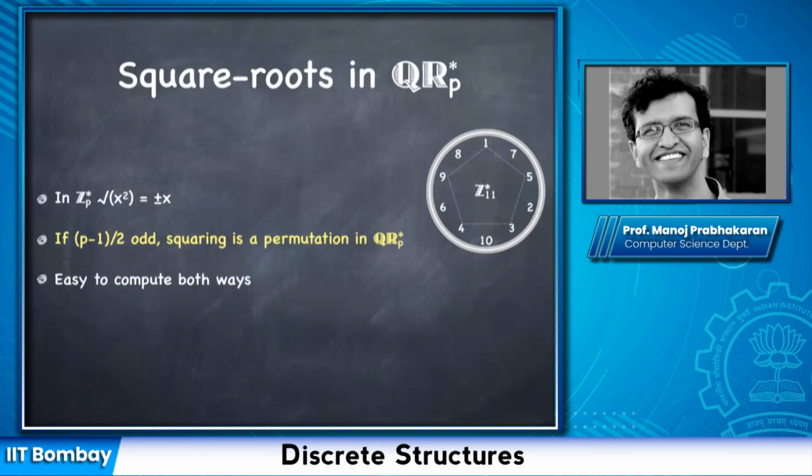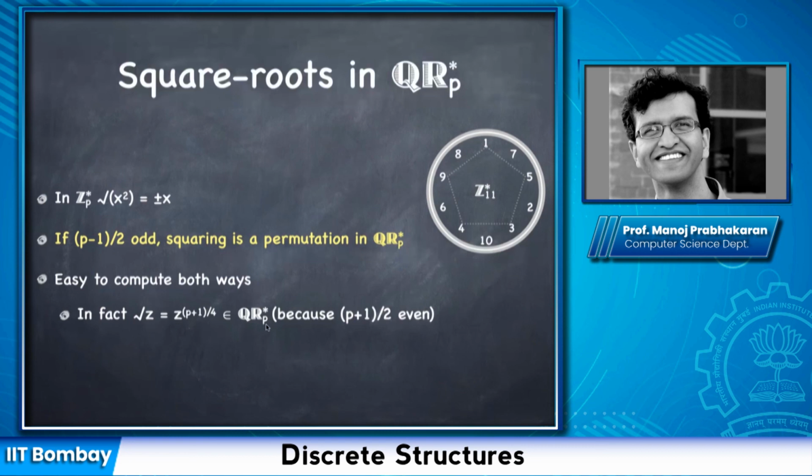And it's also easy to compute. The square is of course easy to compute. Square root is also easy to compute, and that's because you can raise a number to the power P plus 1 over 4, and I'm claiming that that's a square root. Why? First of all, this P plus 1 over 4 is an integer, and that's because P minus 1 over 2 is odd. So you add 1 to it, what you'll get is P plus 1 over 2. So P plus 1 over 2 is even. So P plus 1 over 4 is an integer.